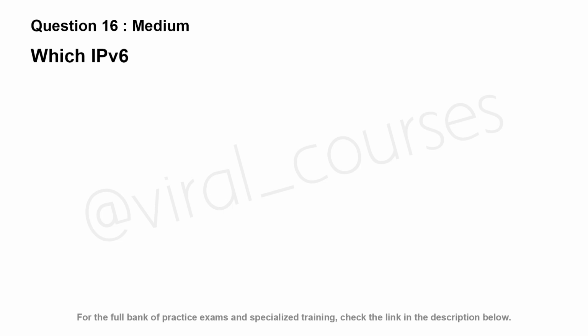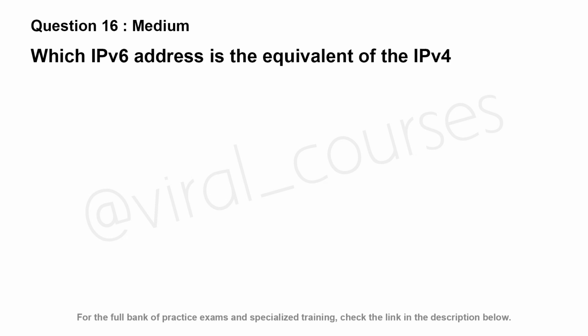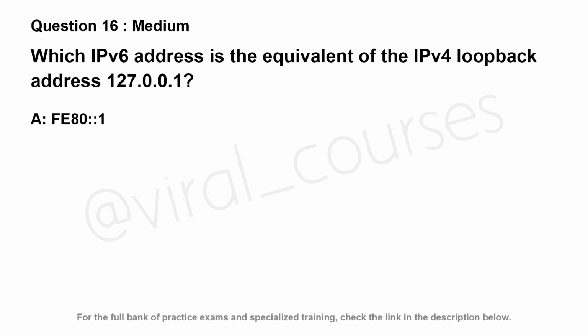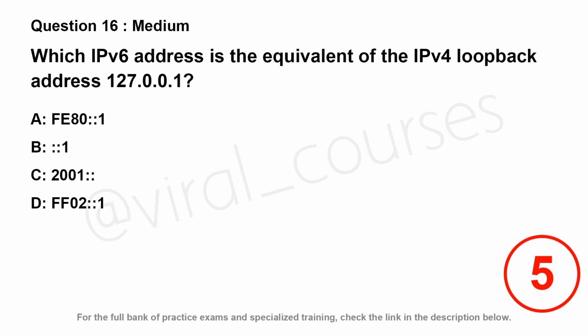Which IPv6 address is the equivalent of the IPv4 loopback address 127.0.0.1? Option A, FE80::1. Option B, ::1. Option C, 2001::1. Option D, FF02::1.